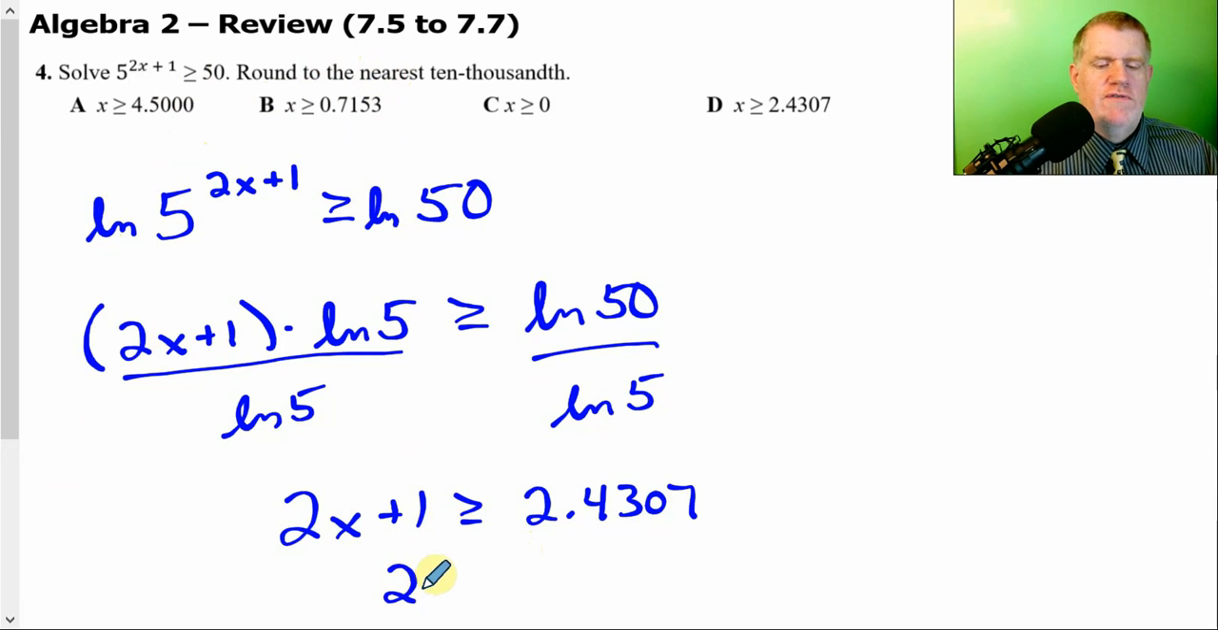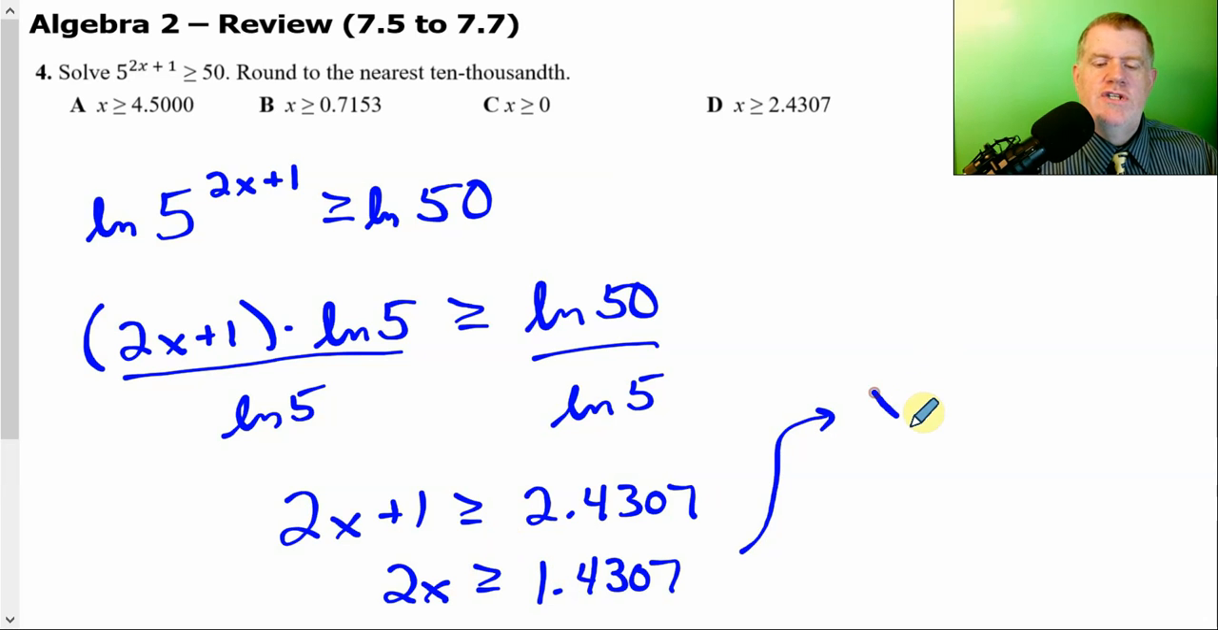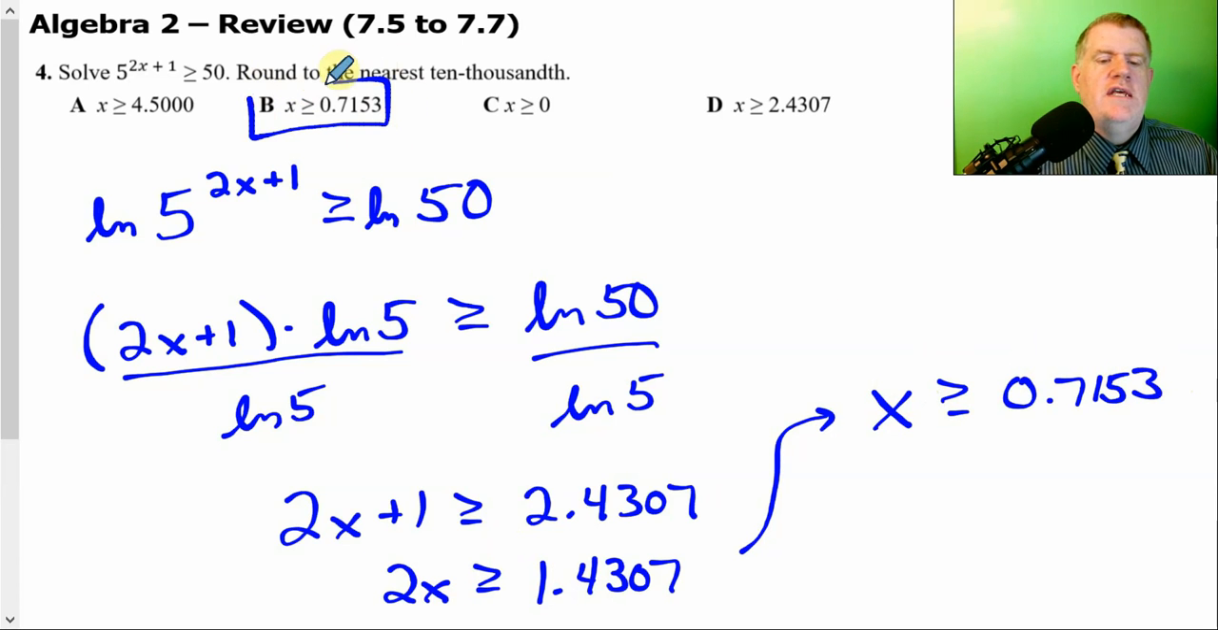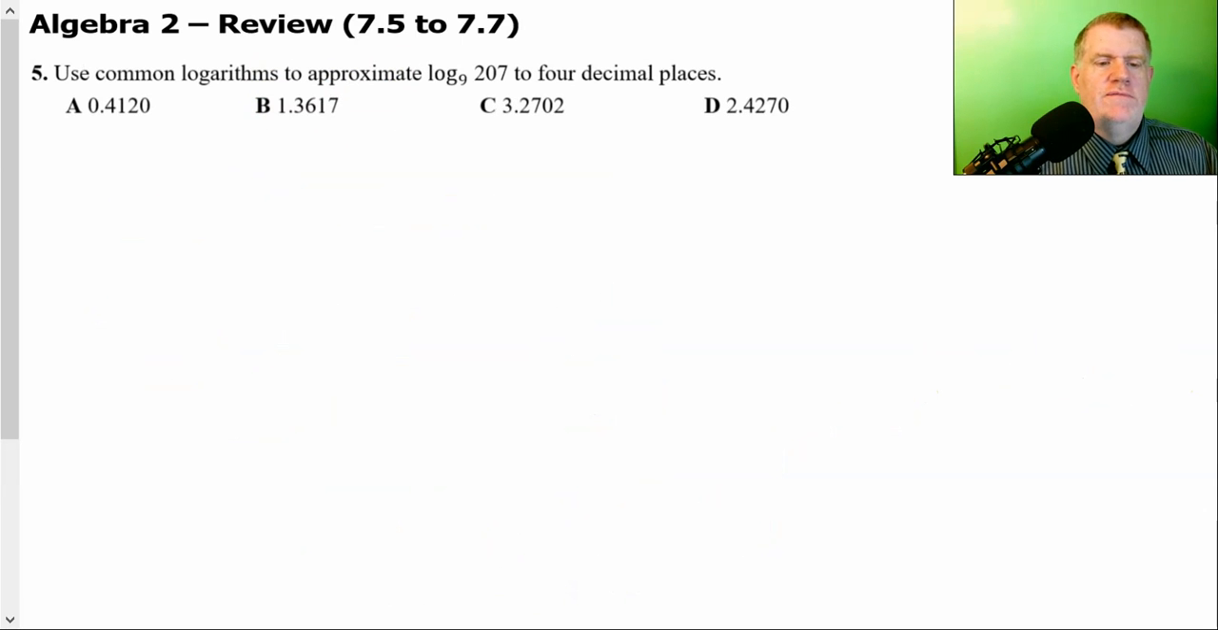I'm going to subtract 1 from both sides. So my final answer will be, I'm going to take this and divide everything by 2. If I divide it by 2, I get 0.7153, which you'll see is right here. Okay? Well done. Let's keep going on a roll now.